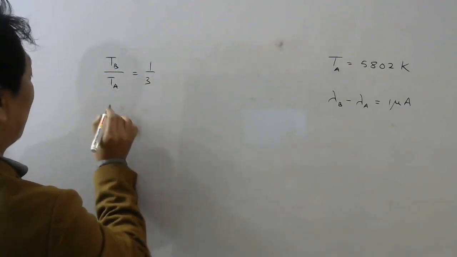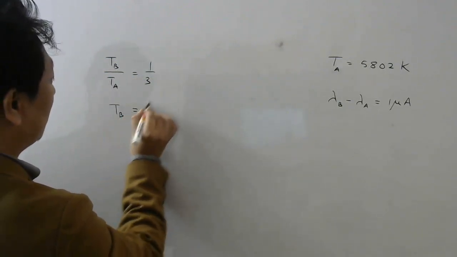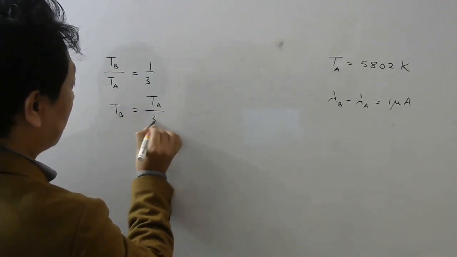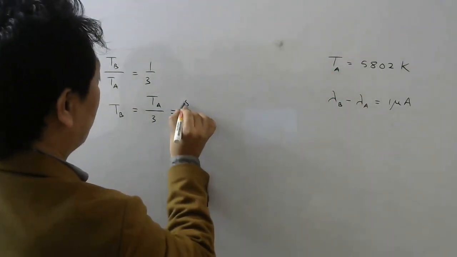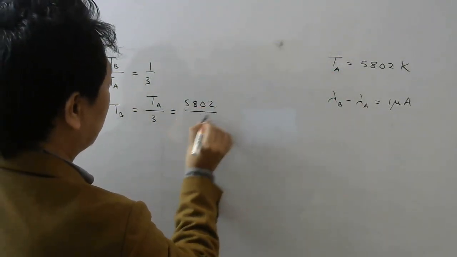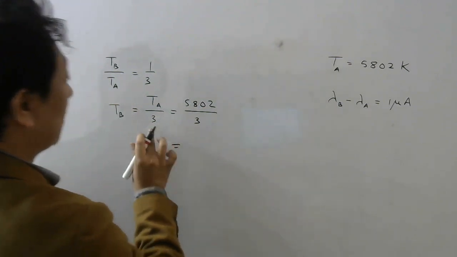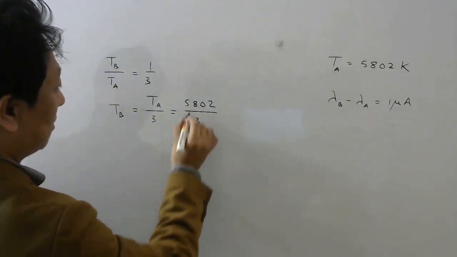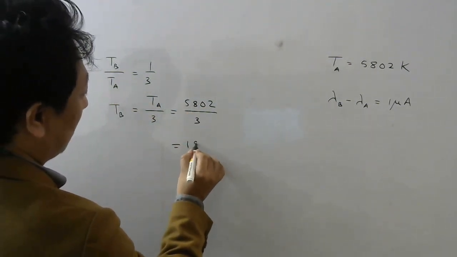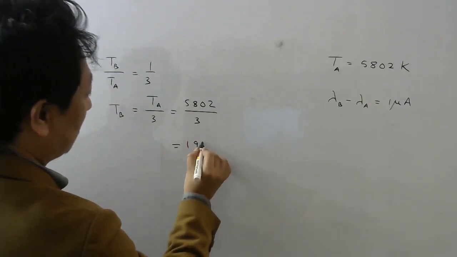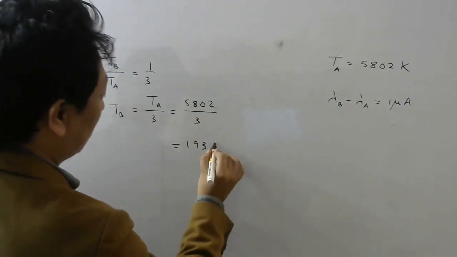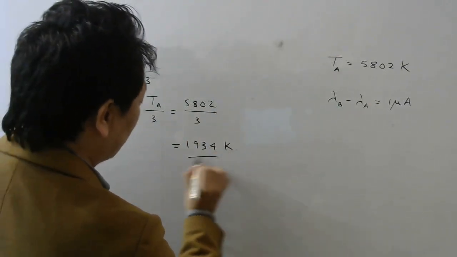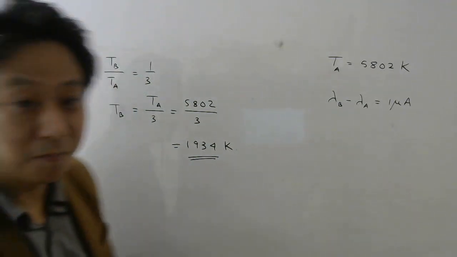So if you cross multiply, temperature of B will be temperature of A by 3. Temperature of body A was given 5802 divided by 3 here. So if you divide this, 3 1s are 3, 2 carry, 3 9s are 27, 1 carry 10, 3 3s are 9, 1 carry 12, 3 4s are 12. So this is the temperature of body B.